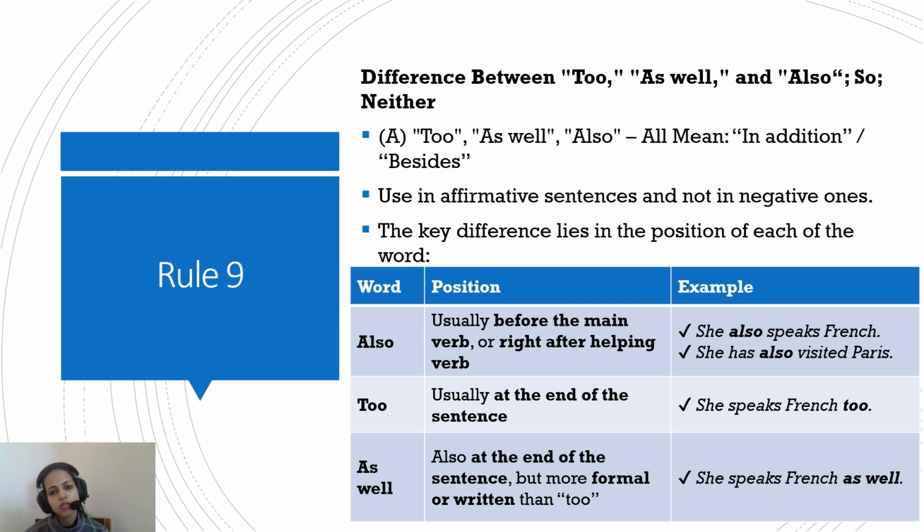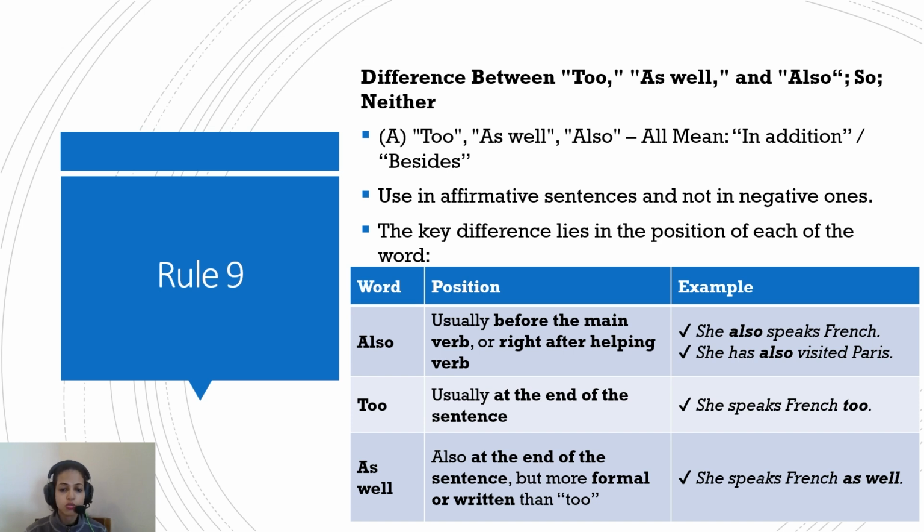Now, rule 9 talks about the difference between too, as well, and also, so, and neither. So part A would be telling you the difference between too, as well, and also because they pretty much mean the same thing, that is in addition or besides. And these words are used in affirmative sentences and not in the negative ones. But the key difference lies in their position.